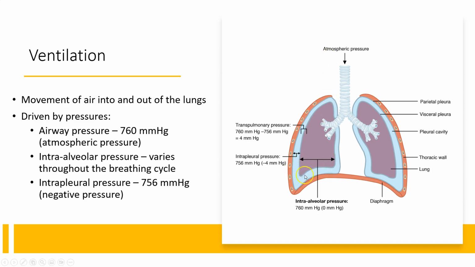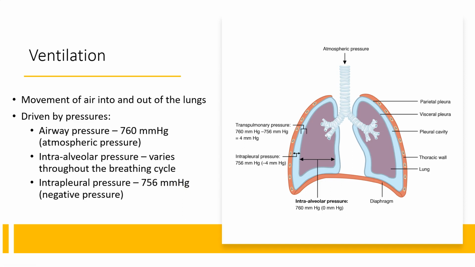The pressure within the alveoli, or the intraalveolar pressure, will vary throughout the breathing cycle, and as we move through this, it will make more sense. Another important pressure is the intrapleural pressure. This is the pressure within the pleural membrane. This pressure is called negative pressure because it's lower than atmospheric pressure. It is only 756 millimeters of mercury, so 4 millimeters of mercury lower.